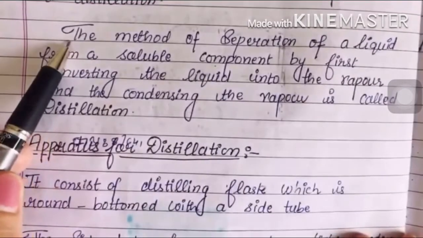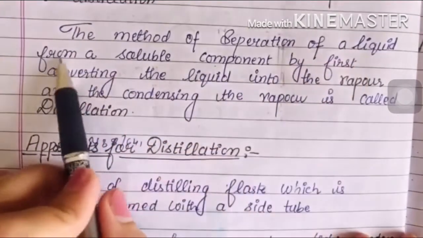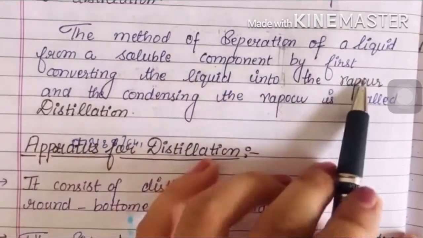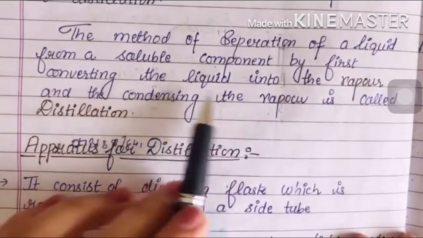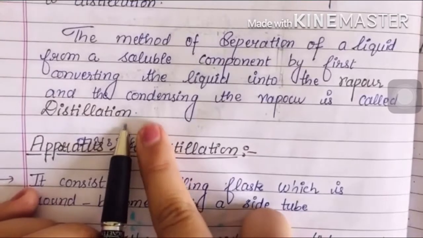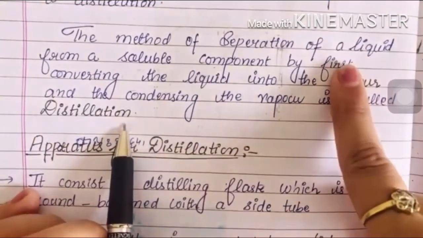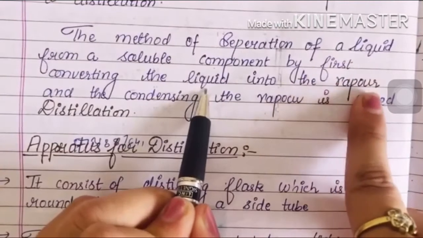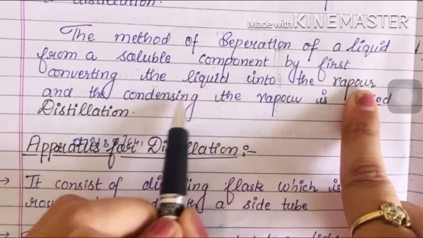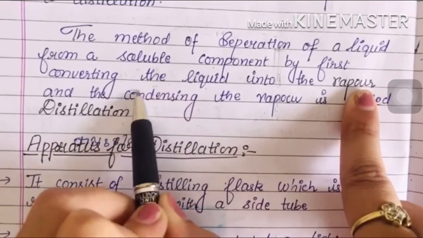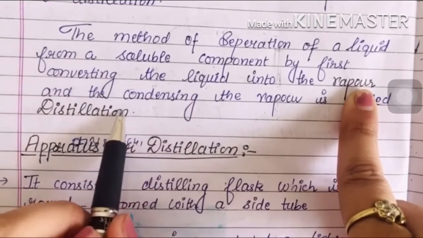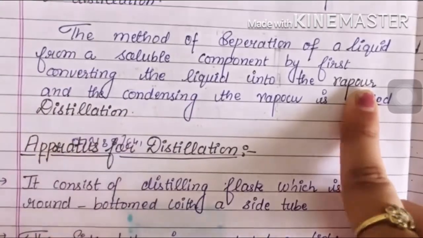The method of separation of a liquid from a soluble component by first converting the liquid into vapor and then condensing the vapor is called distillation. In this method, firstly we convert the liquid into the vapor form. Then with the help of a condenser we condense the vapors. After condensing, they again form liquid. So this technique is called distillation.